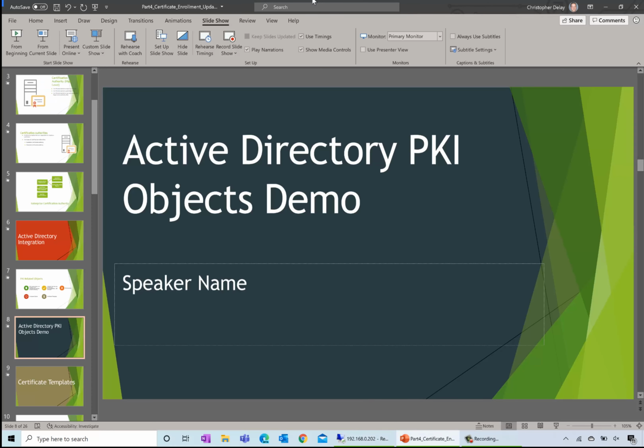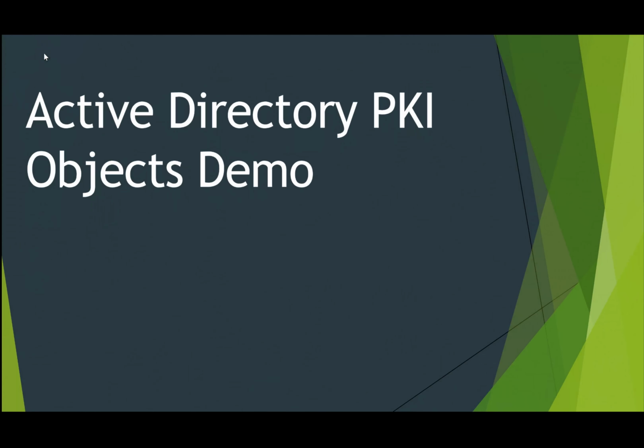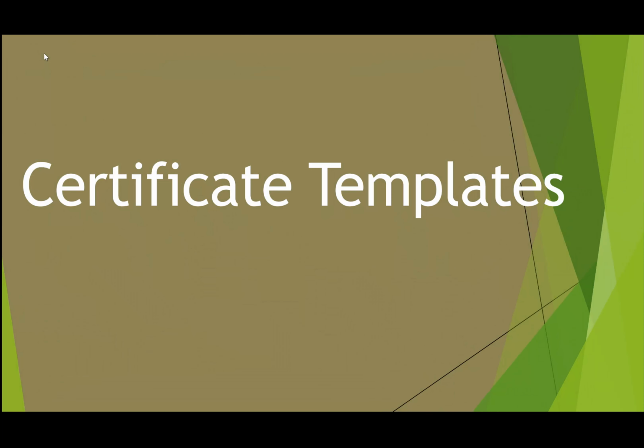Okay, so those are the PKI objects that are in Active Directory, so you can go through those different tools and view those objects. I'm just trying to think, I covered what they were used for. Okay, cool. So certificate templates. The next thing we're going to talk about is certificate templates.